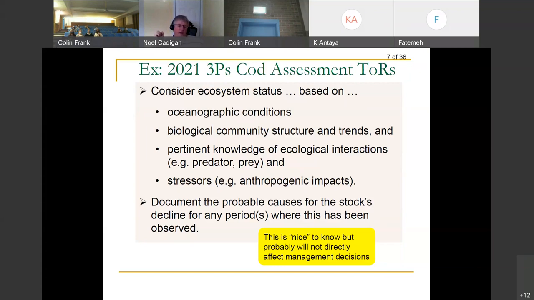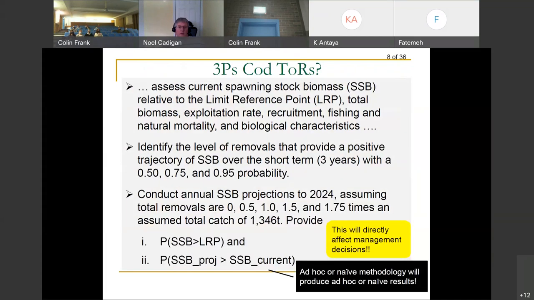And the assessment was also asked to document the probable causes for the stock's decline in any periods where this had been observed. So I will categorize these terms of reference in the FYI category. It's nice to know, but probably will not directly affect management decisions. We can provide this information, but how are managers supposed to use this to affect their decisions? That's a bit unclear. But then there are three other terms of reference that are more specific.